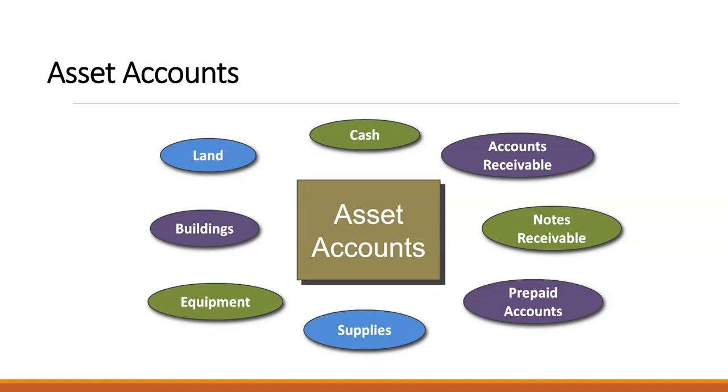at some point. A prepaid account is where we pay for things in advance. So for example, if we paid for an entire year of insurance all at one time, then that's called prepaid insurance. We used the insurance one month at a time, but we paid it all in one chunk. We're going to talk a lot more about what happens with prepaid accounts in Chapter 3.